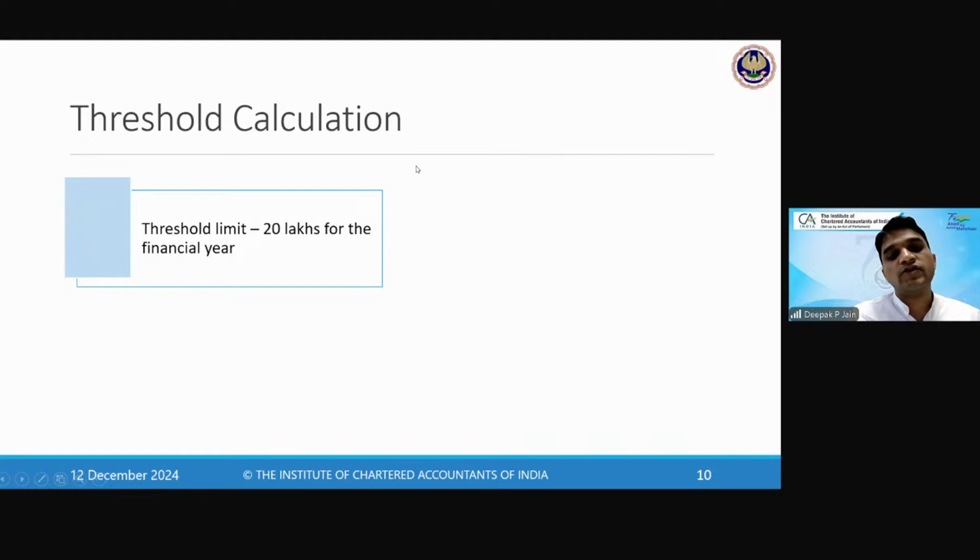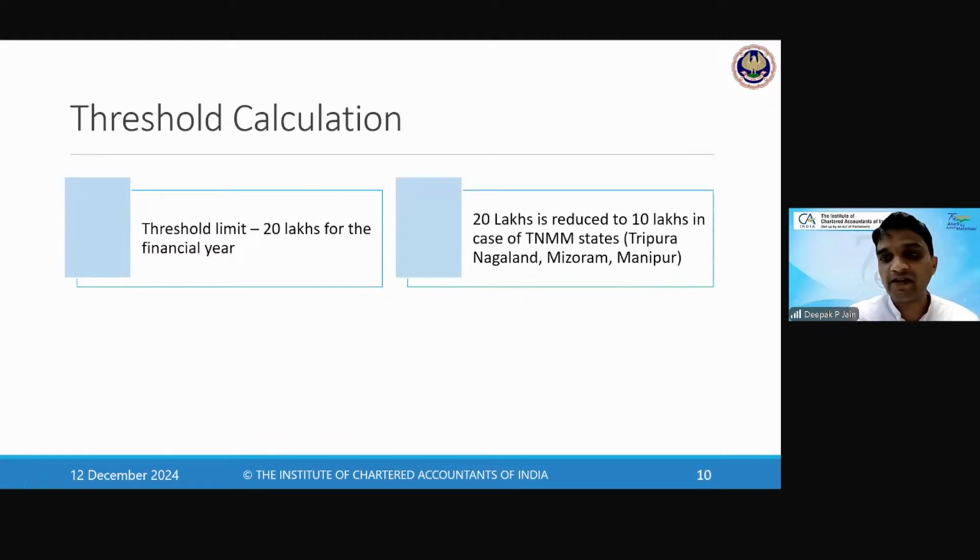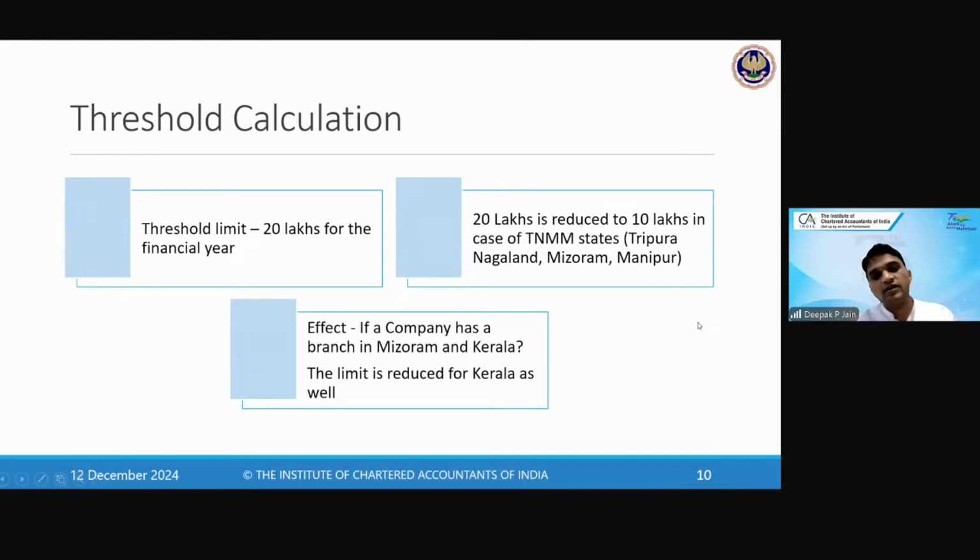Okay. Now the threshold limit is 20 lakhs for the financial year, and 20 lakhs is reduced to 10 lakhs in the case of special category states. We know this. But then they gave an option to other states saying that if you want to reduce your limit, you can reduce it. But before that, let us understand. For Tripura, Nagaland, Mizoram, and Manipur, the limit is 10 lakh rupees. So if a company has a branch in Mizoram and in Kerala, what limit will you apply?